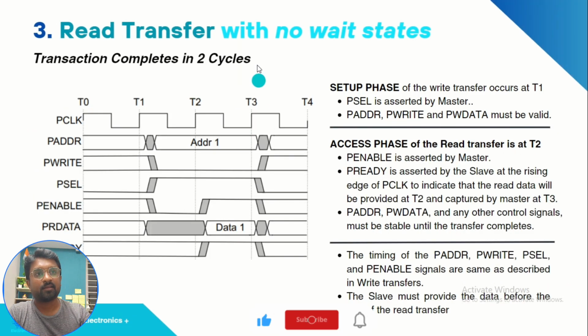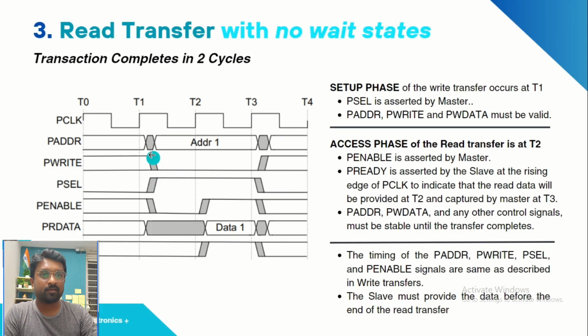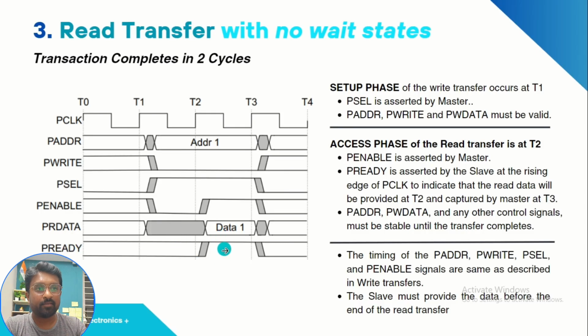Then let us understand the read transfer with no wait state. What happens in the read transfer? We are expecting PWRITE to be 0. So PSEL becomes 1, and at that time we need to set the write signal. The write signal is 0, indicating it is a read transaction. So we need to set the address; the master sets the address. You can see here it is a read transaction. The read data will come only when PREADY becomes 1. Why? Because for the read data, we are reading from the slave.